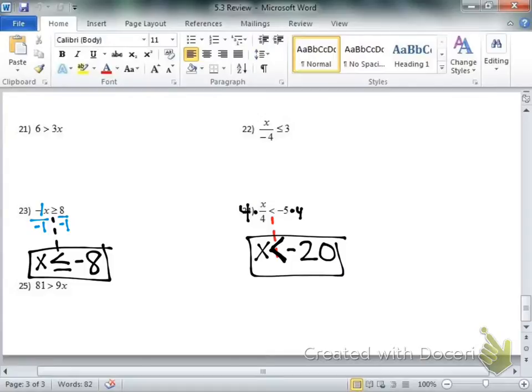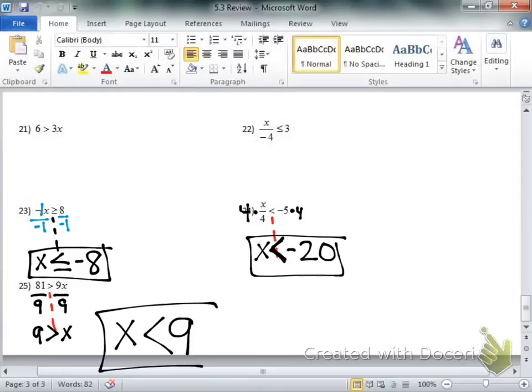All right, go down to number 25. What should I do to both sides? Divide by 9. So I have 9 is greater than X. Can I leave my answer like that? Nope, I want to write the X in the front and the 9 in the back. So what do I need to do? It was opening to the 9. What does it need to be opening to? The 9. You're not changing anything about the values of those numbers. So make sure it's still facing the 9.